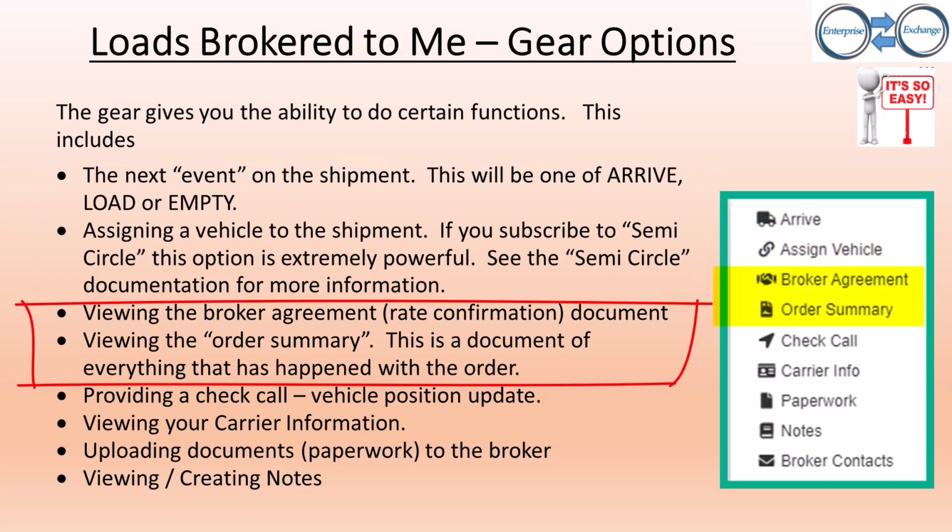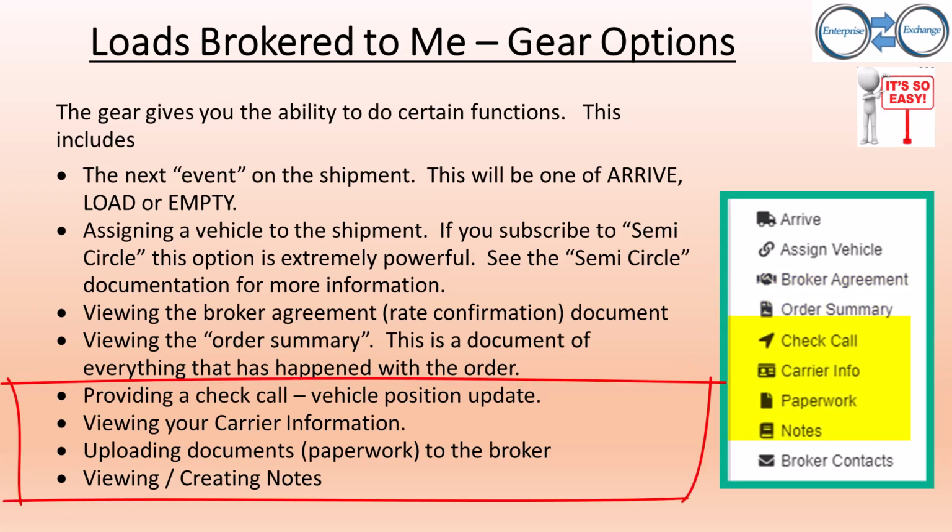You can view the broker agreement, like the RateCon document. You can view the order summary, and this is a document of everything that's happened with the order. You can provide a check call, like a vehicle position update. You can view your carrier information. You can upload documents to the broker, which includes bill of lading, POD, even your invoice, and you can create and view notes shared with the broker.